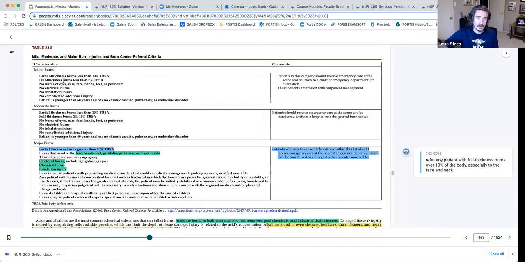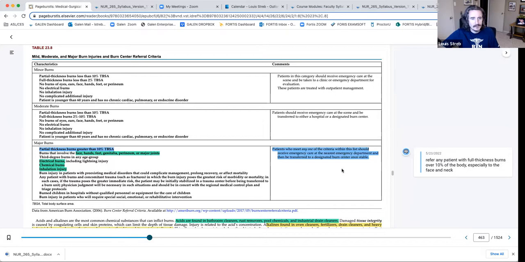What we really need to think about, and I put notes over here, is when we get to these partial and full thickness burns, your book says any major burns. Patients who meet any of the criteria over here have to go to an ICU, like an emergency department, if that's all they have available, the emergency department first if you're an EMT, and then they have to go to a burn center once they're stabilized. So they might be in the ICU for a minute, but as soon as we can transfer them to a burn center, they have to.